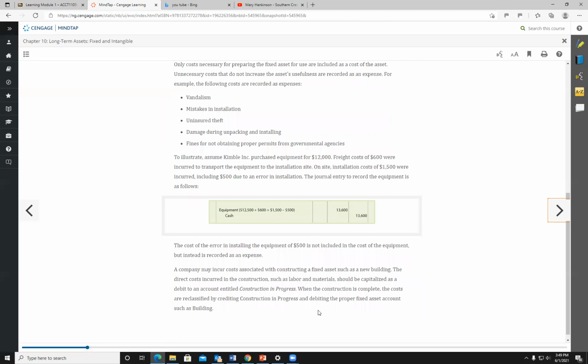A company may also incur costs associated with constructing a fixed asset, such as a new building. The direct costs incurred in the construction, such as labor and materials, should be capitalized as a debit to the account entitled Construction in Progress.